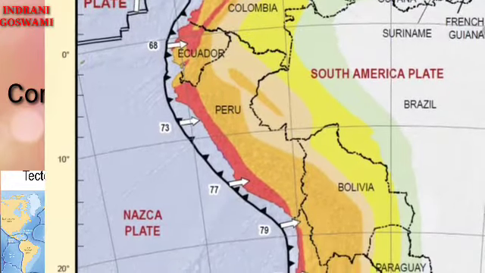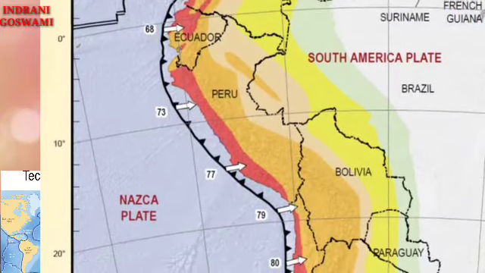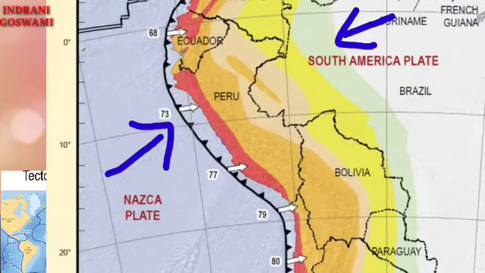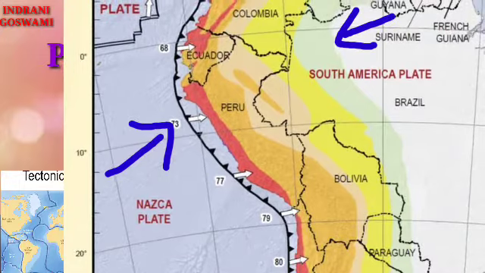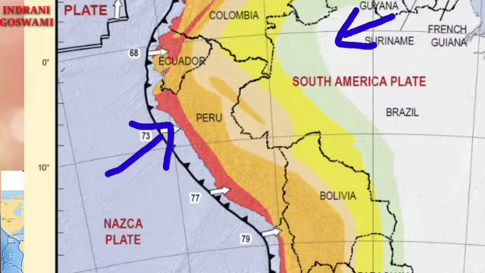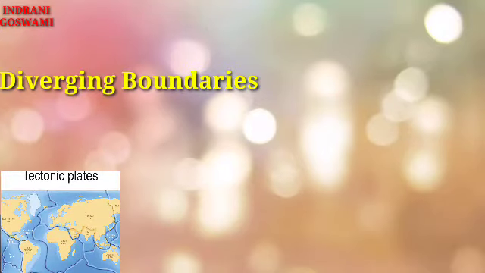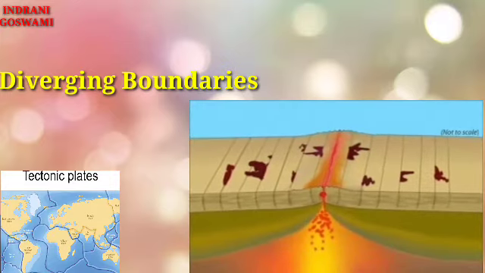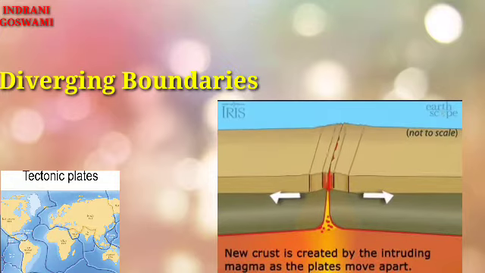Now for converging boundary there is one example, the Peru-Chile Trench, which has been formed by the collision of Nazca, that is one oceanic plate, and the South American continental plate. Again, most of the earthquakes occur in the subduction zone also. Next is the divergent boundaries. So basically there are some other plates which are moving away from each other. These plates are called the divergent plates and give rise to diverging boundaries. Most of the diverging boundaries are along the mid-oceanic ridges.